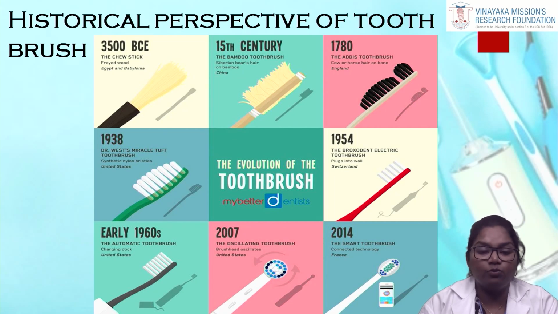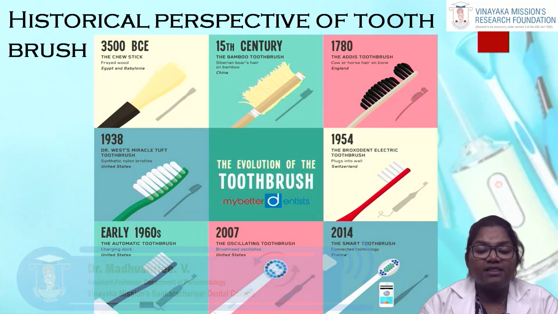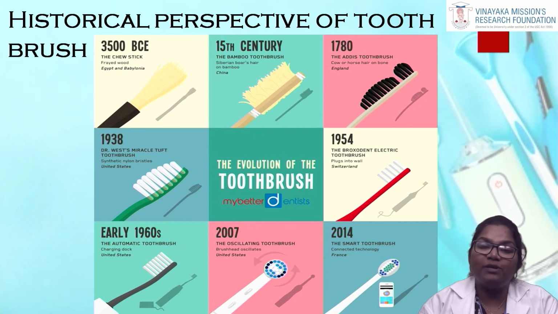First we are going to see about the toothbrush. What is a toothbrush? A toothbrush is a device used by us to remove the plaque and calculus present on our tooth surfaces. It was initially introduced by the Chinese in the year 3500, as the chew stick, and later got developed. In 1938, the first synthetic nylon brush was introduced. Then the Broxodont electrical toothbrush was introduced in 1954, and so on. From there we have developed various types of toothbrushes, and in 2014 we have the latest one, the smart toothbrush.